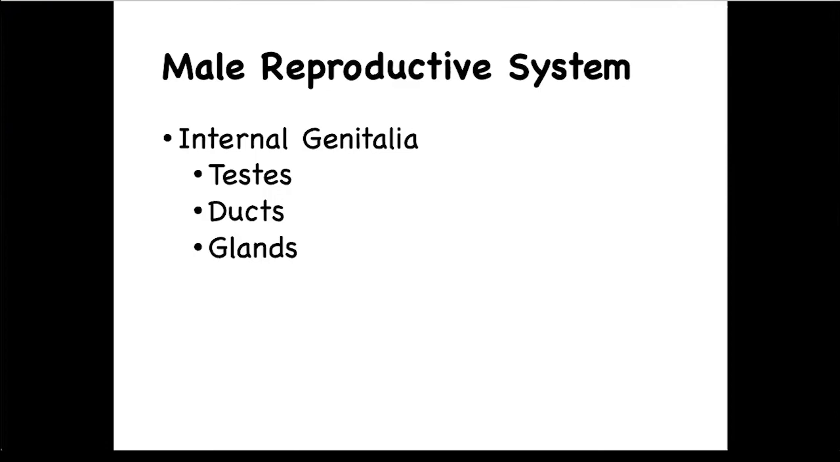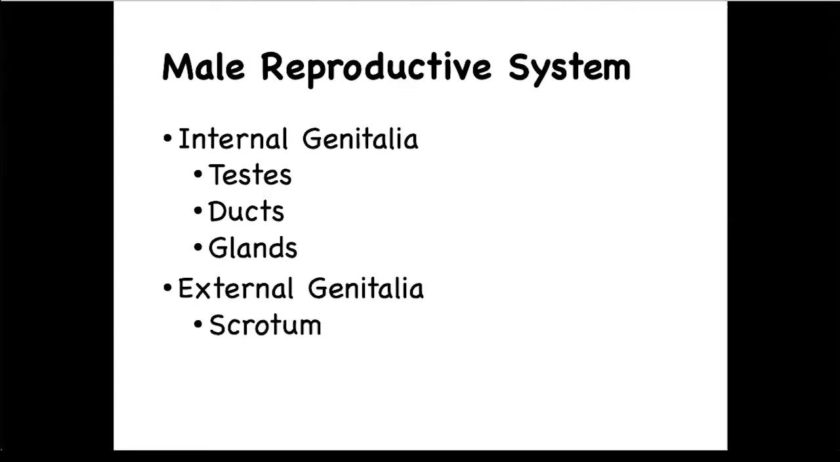The glands consist of the paired seminal glands, the prostate gland, and the paired bulbourethral glands. The external genitalia consist of the scrotum and the majority of the penis.